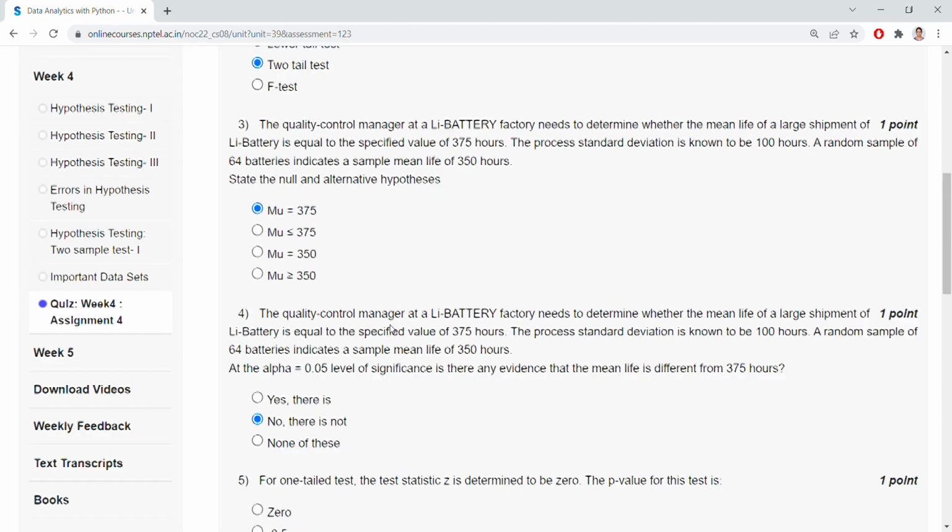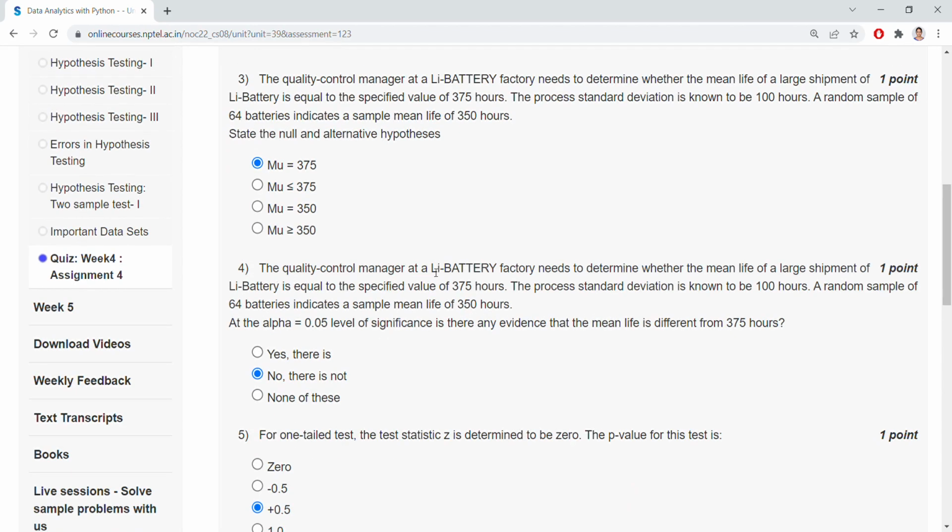The quality control manager at lithium battery factory needs to determine whether the mean life of a large shipment of lithium battery is equal to the specified value of 375 hours. The process standard deviation is known to be 100 hours. A random sample of 64 batteries indicates a sample mean life of 350 hours. At alpha is equal to 0.05 level of significance, is there any evidence that the mean life is different from 375 hours? No, there is not.